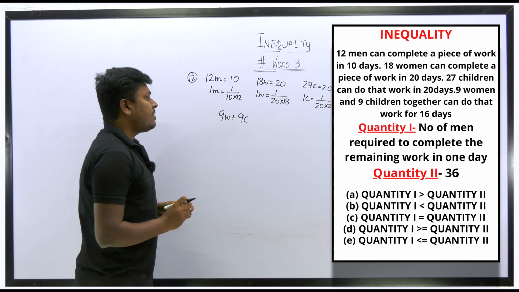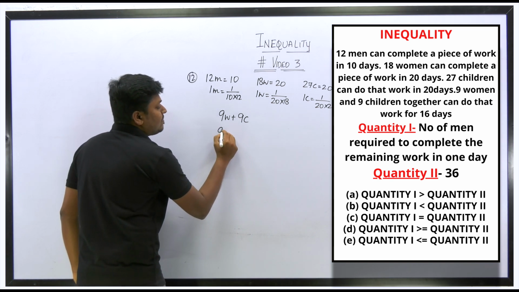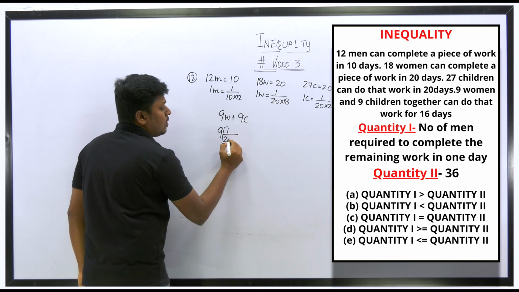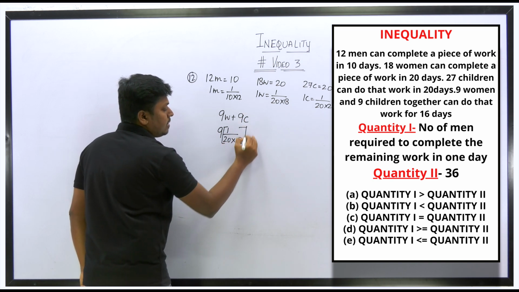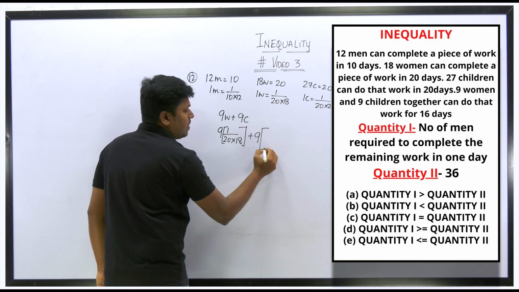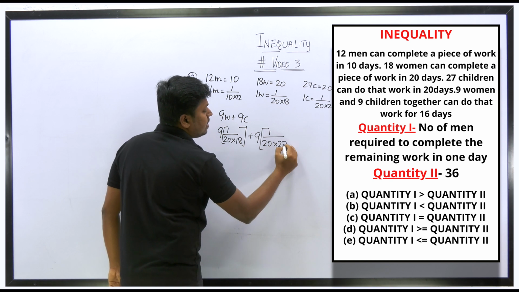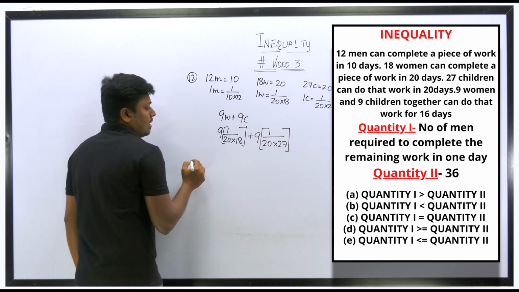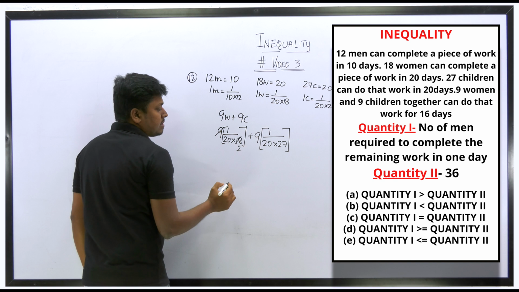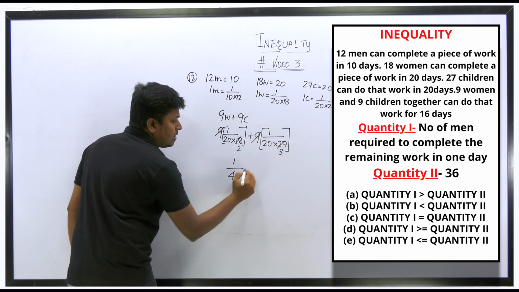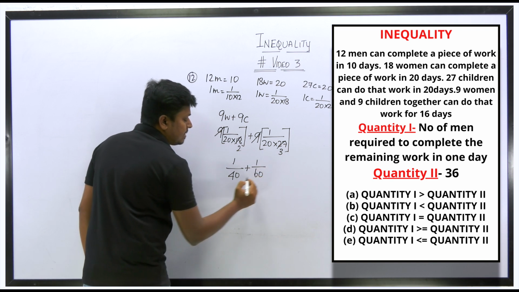So see here, 9 women and 9 children, right? We know one woman can complete a piece of work in 1 by 20 into 18. So plus 9 children, and we know that one child can complete a piece of work in 1 by 20 into 27. So now we can cancel it. So this becomes 2 times. So this becomes 3 times. So 1 divided by 40, plus 1 divided by 60.